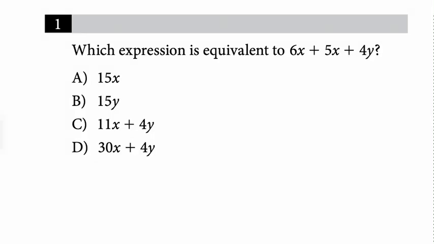Okay, so now we are going to start bundle 2 of module 11, and question number 1 is: which expression is equivalent to 6x plus 5x plus 4y? Okay, let's understand every single word of it. What is the difference between expression and equation? First point is this. An expression, you always see, has no equal to sign, right? So it's an expression: 6x plus 5x plus 4y, nothing else. It's not equal to anything. So that is an expression.